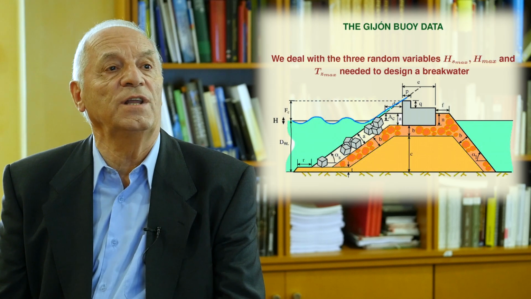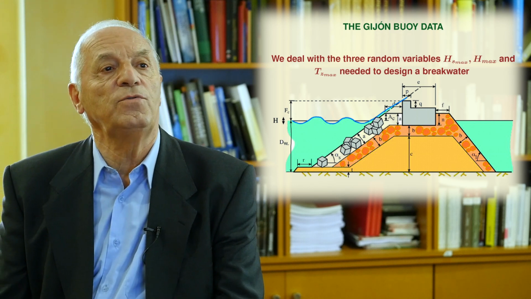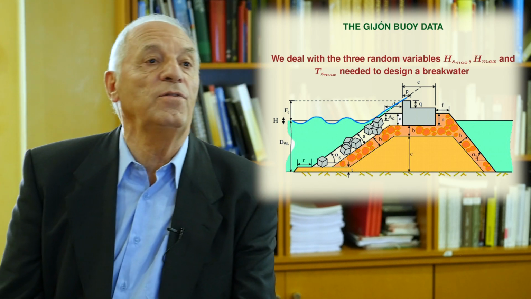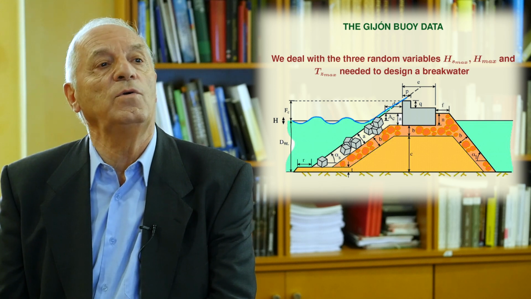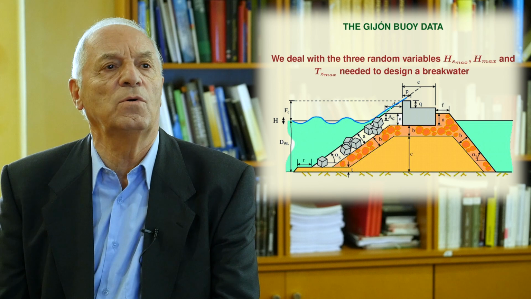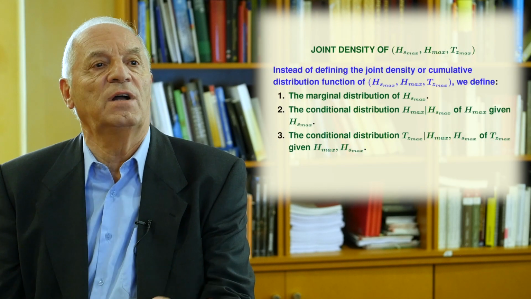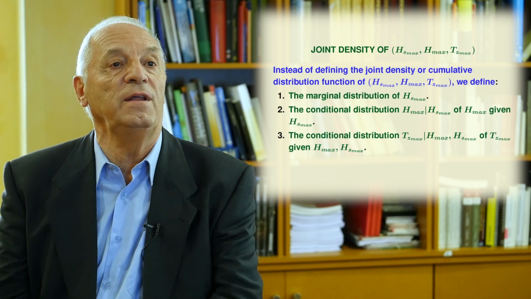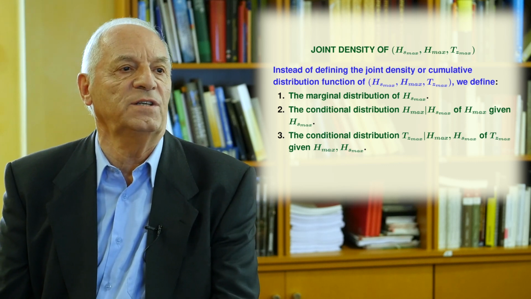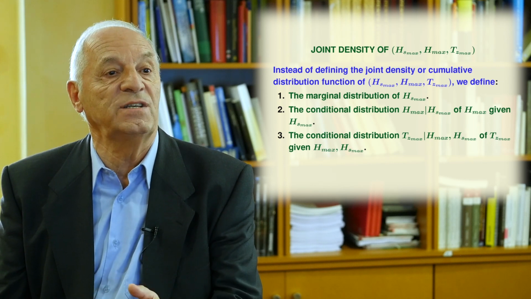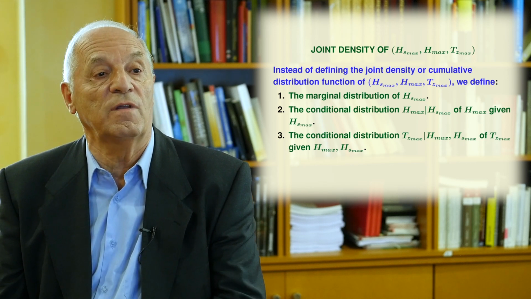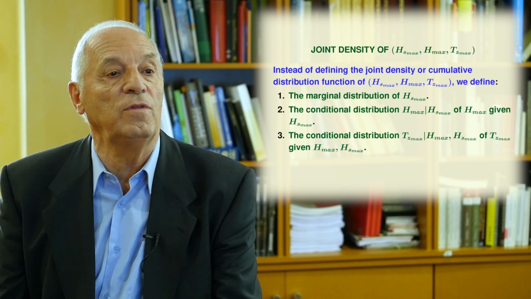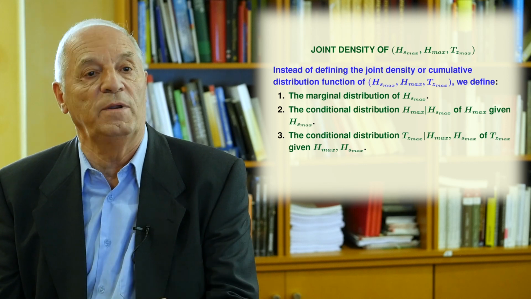And finally, I want to introduce an example. This is the example of wave data, in which I want to reproduce a three-dimensional random variable, which is Hs max, H max, and T max, which represent the significant wave height, the maximum wave height, and also the period. I have to build a three-dimensional random variable, but instead of defining the joint density, I am going to do it in the following way. First, I am going to define the marginal distribution of the significant wave height maximum. Next, I am going to define the conditional distribution of the maximum given the previous one. And finally, I am going to define the conditional distribution of the period given the two previous ones.